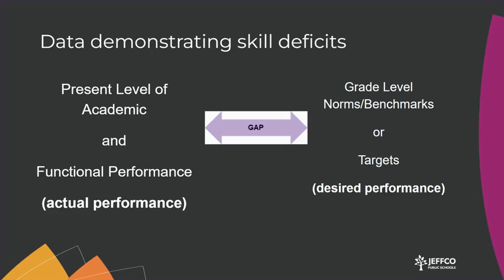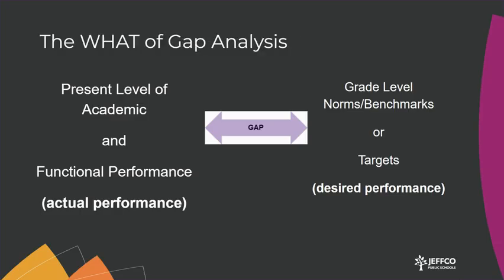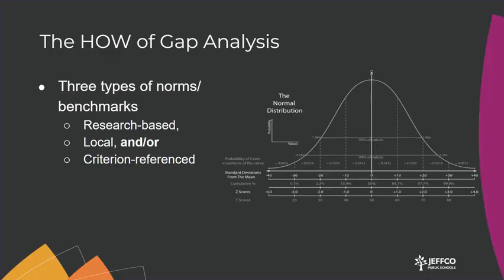When we think about demonstrating a gap, the first thing that we want to do is gather that data. We want to look at the present level of academic and functional performance, that's what the child is currently doing, and compare it to the grade level, norms, or benchmarks, or targets, the desired performance. The space in between is known as the gap. So when we do the gap analysis, we're going to take a look at how big the gap is.